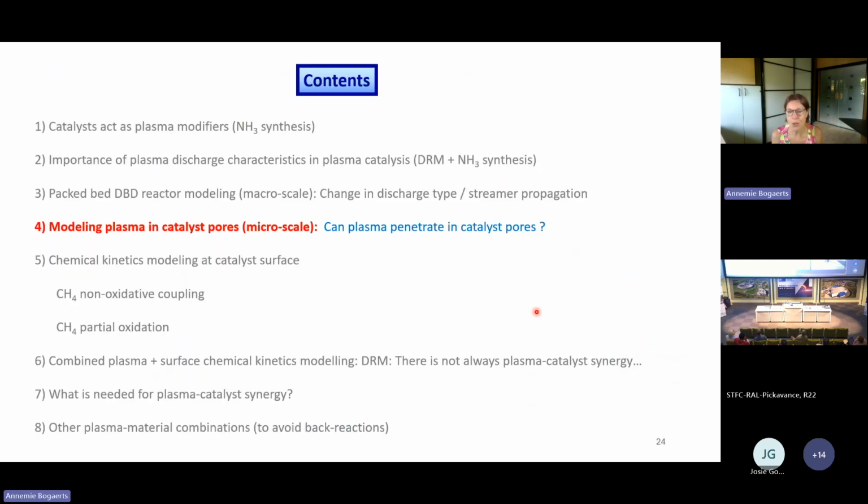Now, this is important because if there are surface ionization waves, a larger part of the catalyst is covered by plasma, and this might increase the synergy. There's more contact.